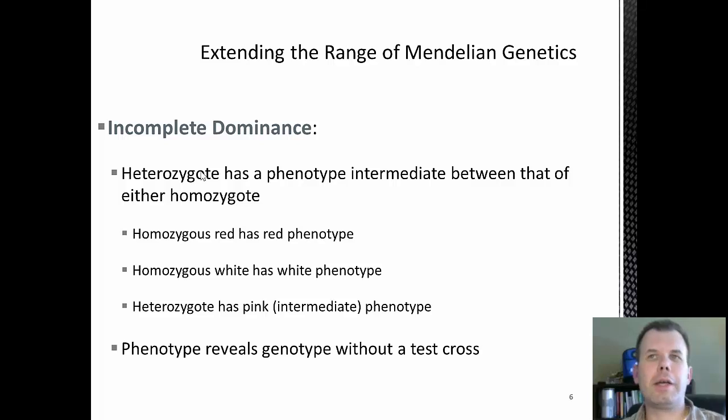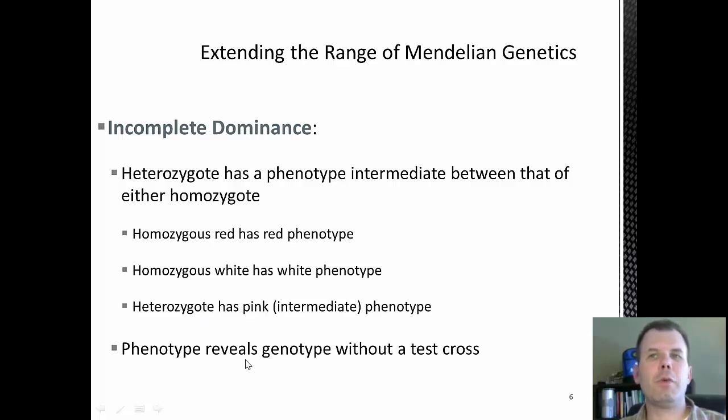white. Now again, the situation that we talk about here is typically the snapdragon plant, and again, homozygous red would have the red phenotype, the homozygous white would have the white, but the heterozygote, which is the intermediate, is going to have the pink instead of having the normal red, which you'd see in the monohybrid.